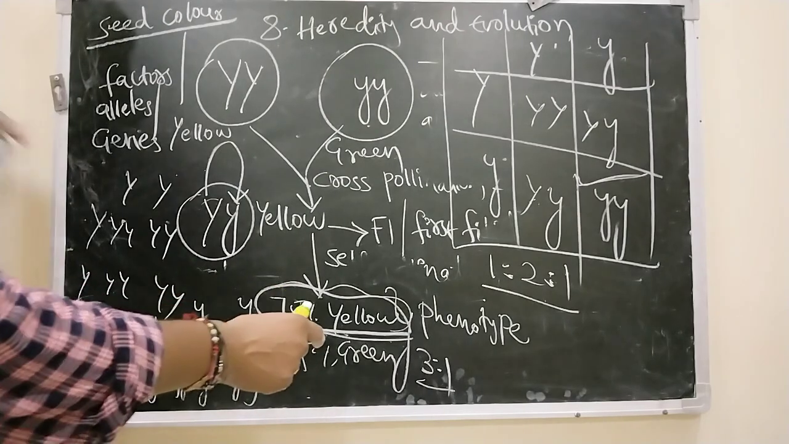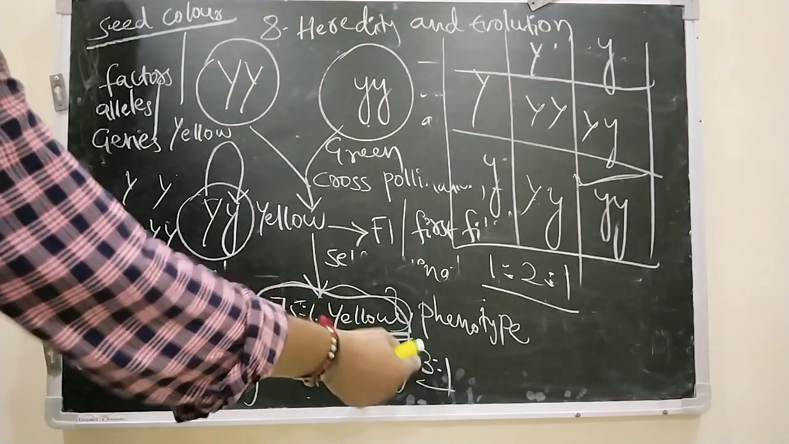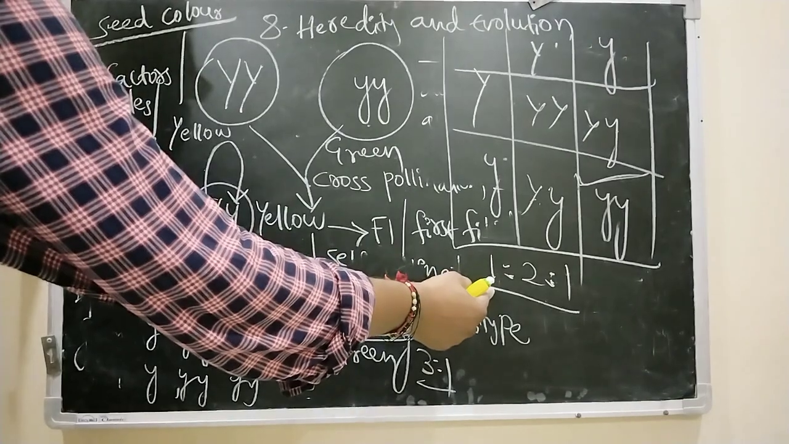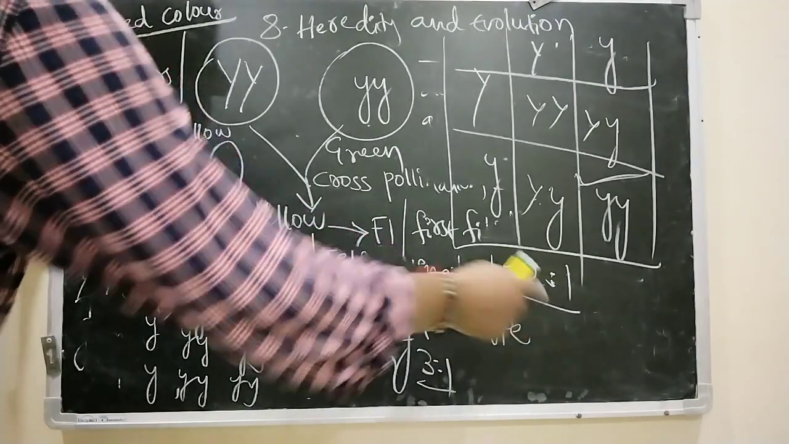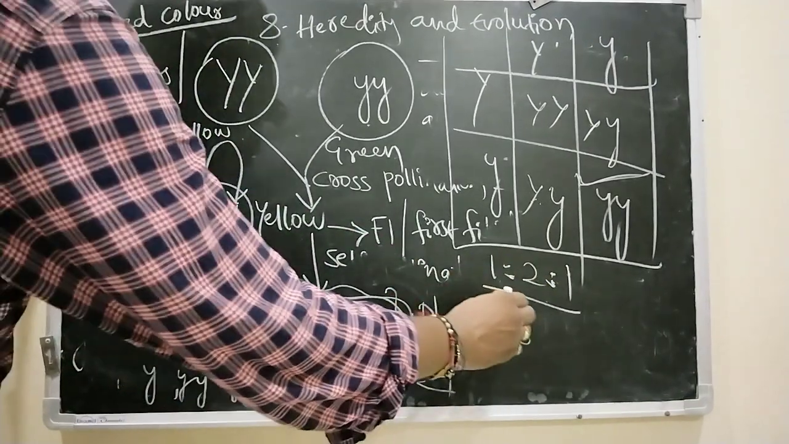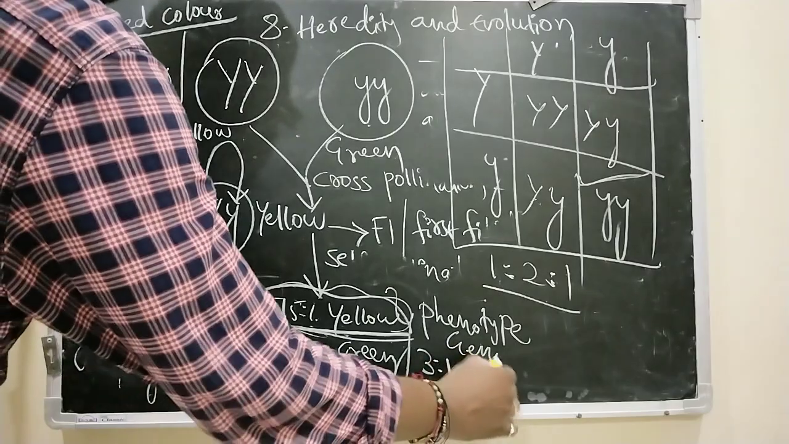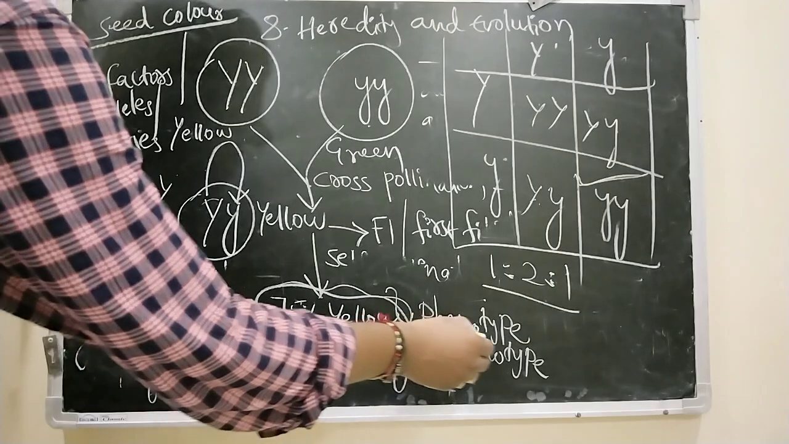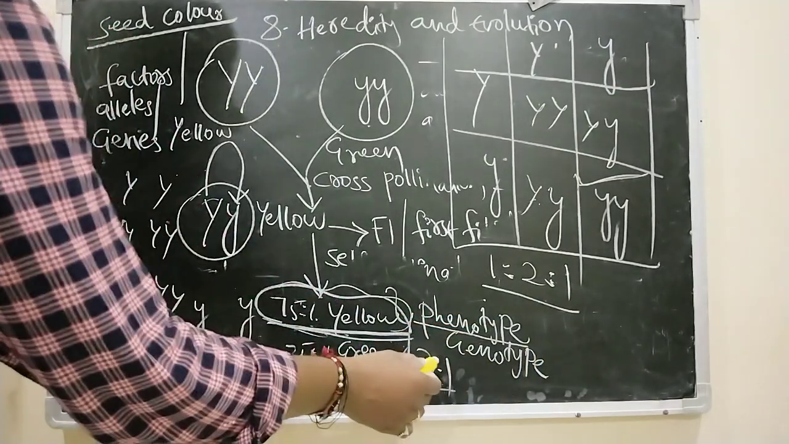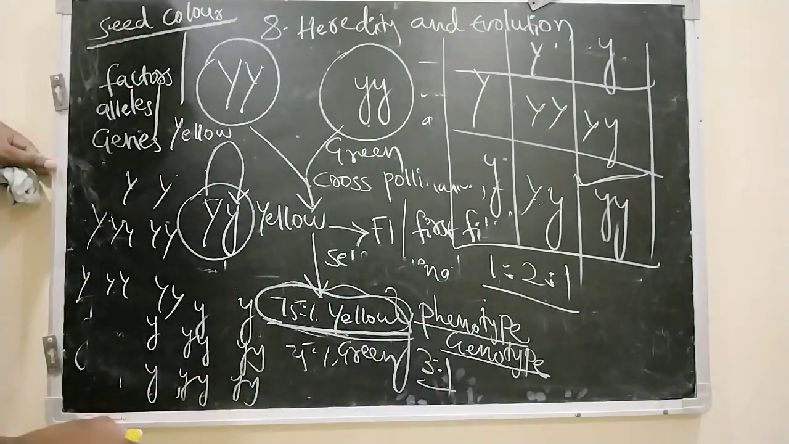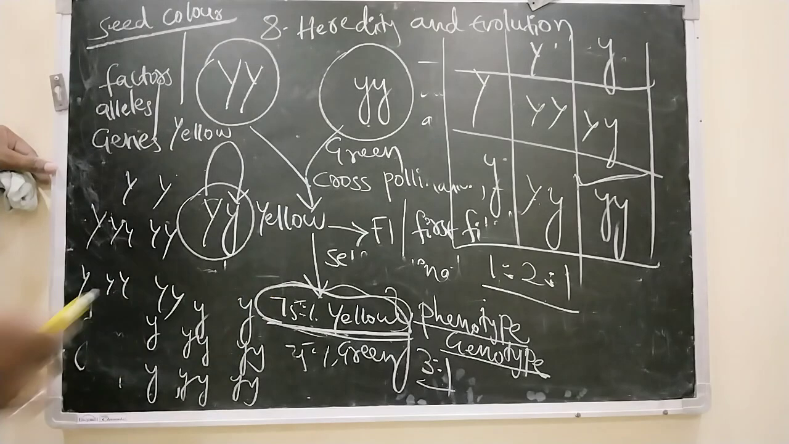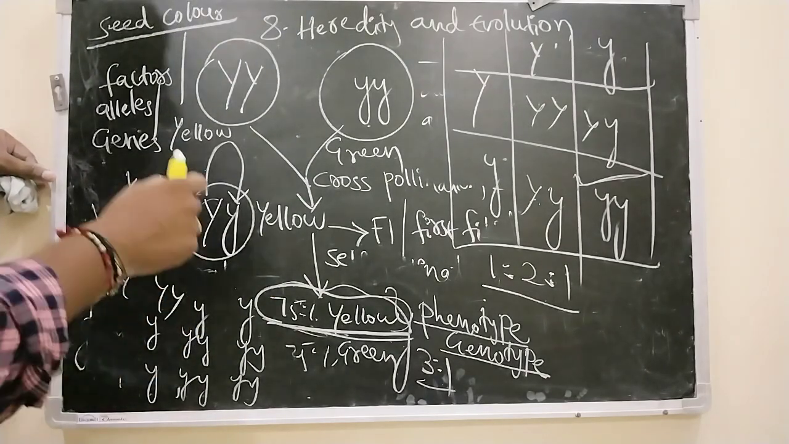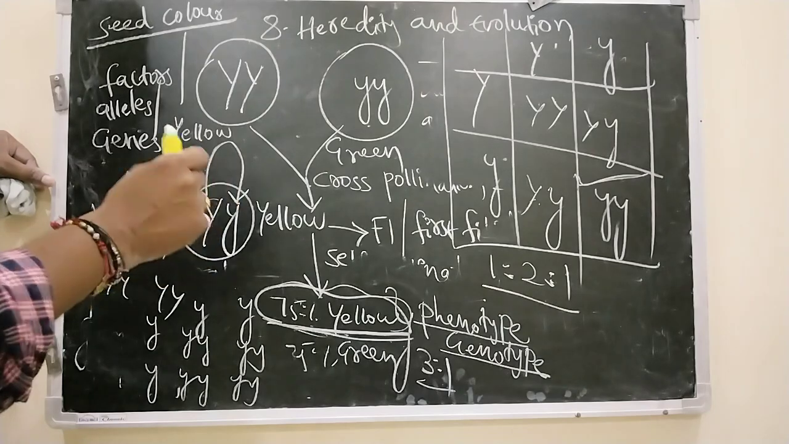So the phenotypic ratio of a monohybrid cross is 3:1. The genotypic ratio of a monohybrid cross is 1:2:1. What is genotype? The genetic makeup of an individual is called genotype. The external visible character of an individual is called phenotype. And one more law is there, the law of independent assortment. We will discuss this law in detail in the next class.